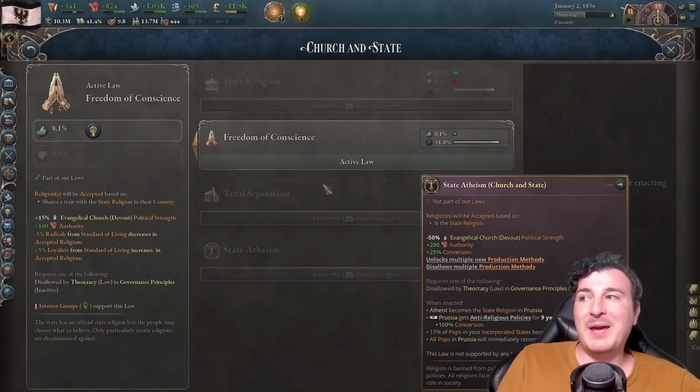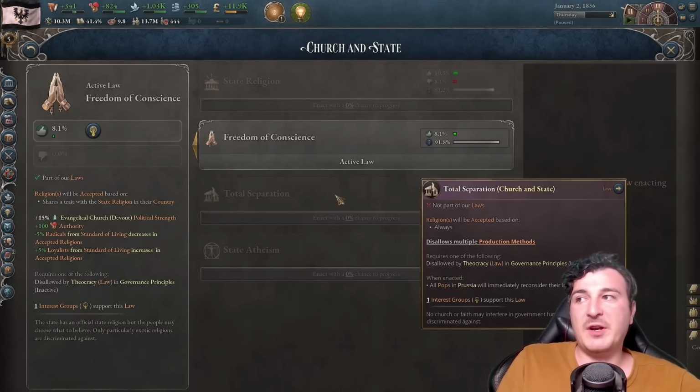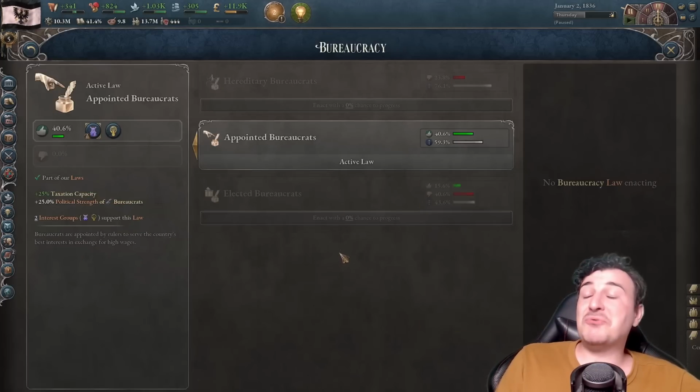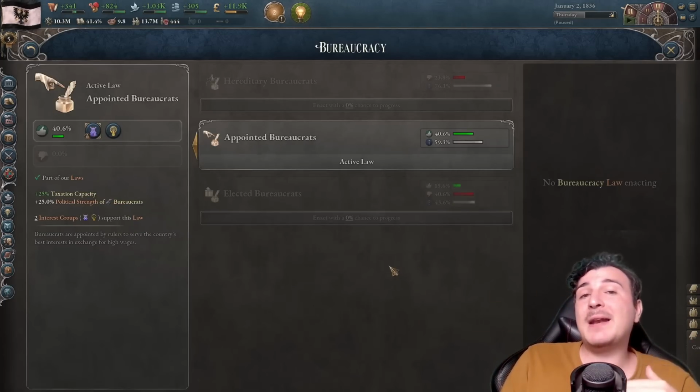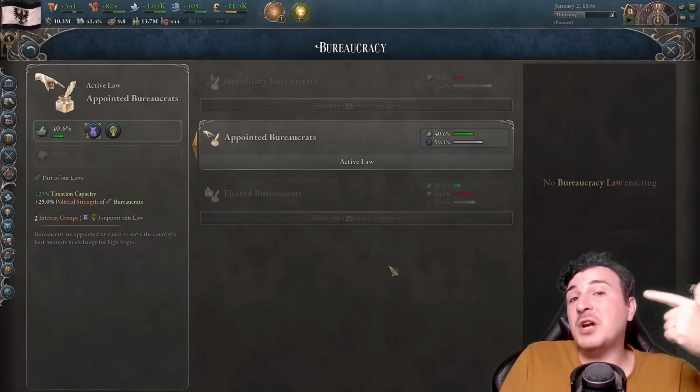This is also kind of bait. It's honestly just best to go for total separation. Bureaucracy is really important because this is a legislation that can be good or bad depending on the time frame and on the country that you're playing as.